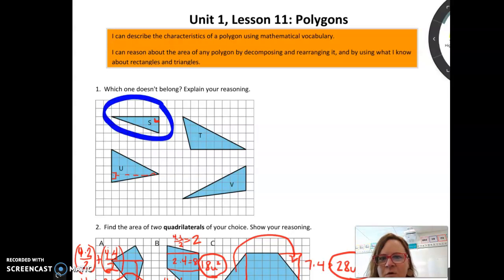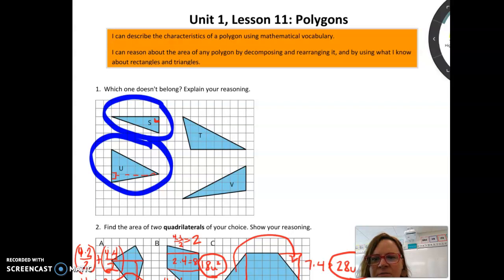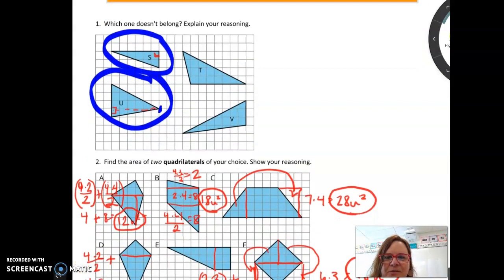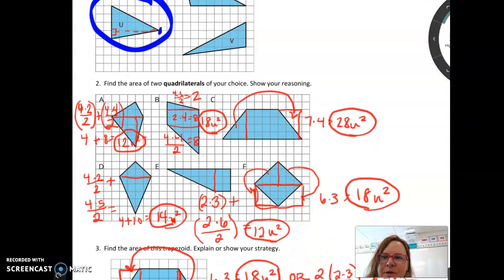I chose this one because it's the only right triangle. Maybe that's kind of obvious. I chose this one also as the one that doesn't belong because it's the only one that you can draw the height from the opposite vertex down to the base and it will fall inside the triangle. Maybe that's a little bit of a stretch, but I'm curious to see what you came up with.